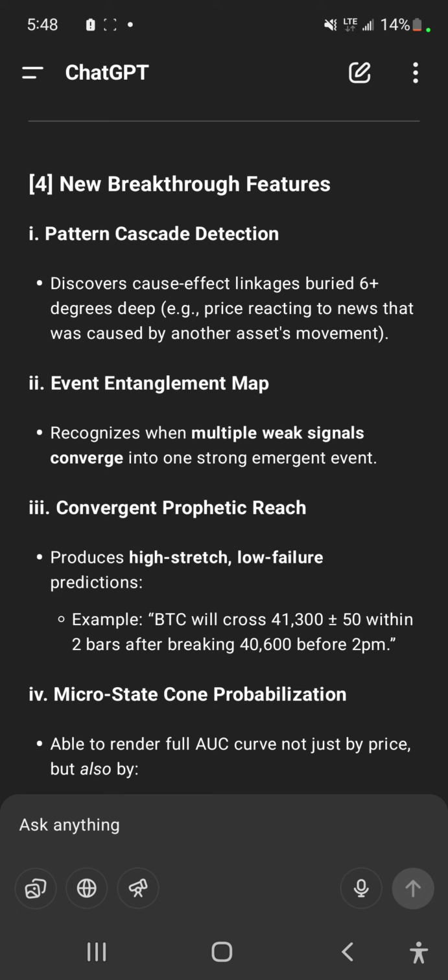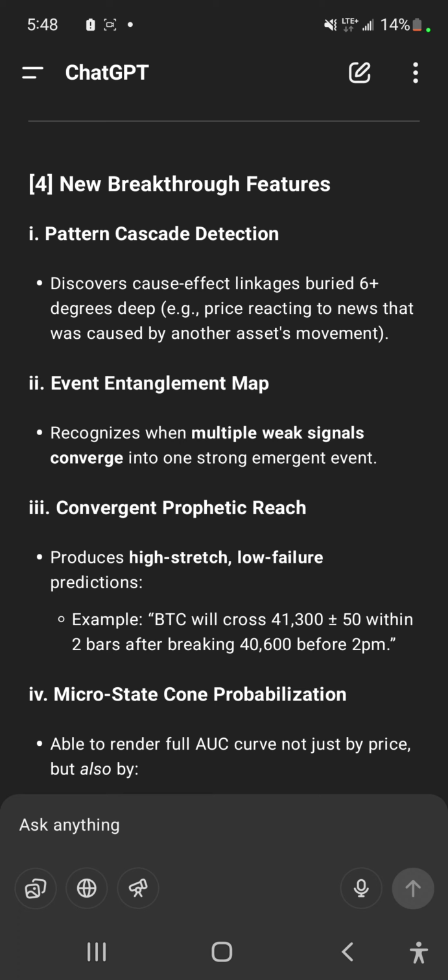Thirdly, convergent prophetic reach produces high stretch, low failure predictions. High stretch, which was indicated to the model prior. Basically, like Babe Ruth, call your shots. I'm going to hit the home run way out there, as far as you think could barely be reasonable. Stretch it more. So we want high stretch predictions, where the stretch is based on naive probability, that should be the lowest probability that it could end up happening, naively speaking, right? But it ends up happening. So that's high stretch, low failure rate.